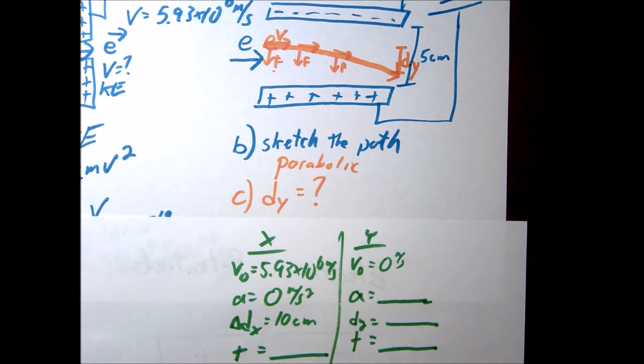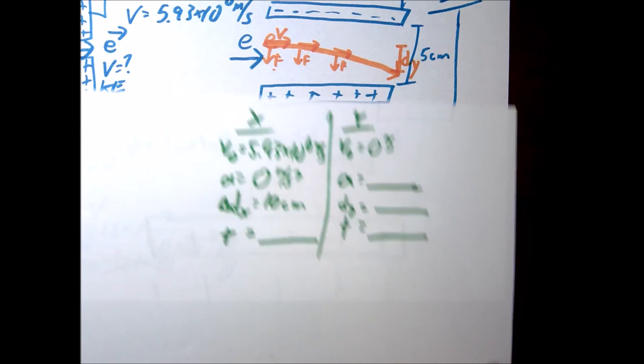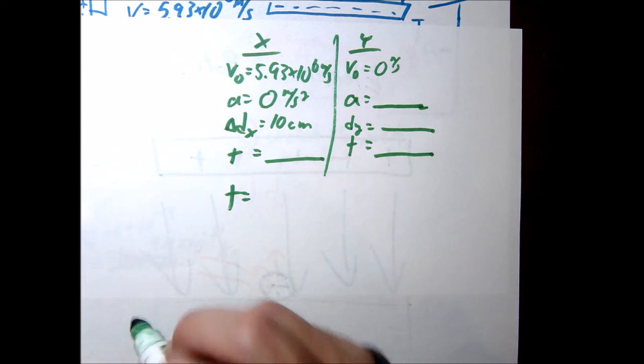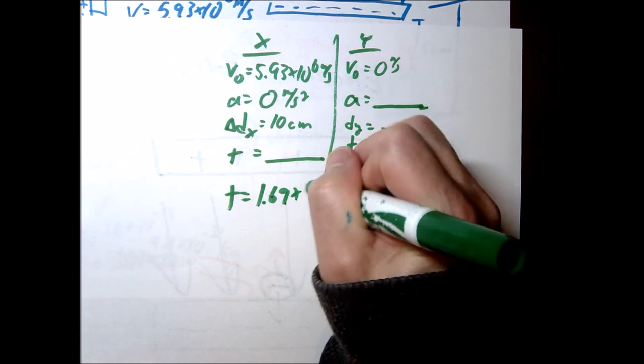Okay, so let's solve for the time. Go ahead and do that. Just use some kinematics here. I'll do it over here on the side. So I'm getting a time of 1.69 times 10 to the negative 8 seconds.